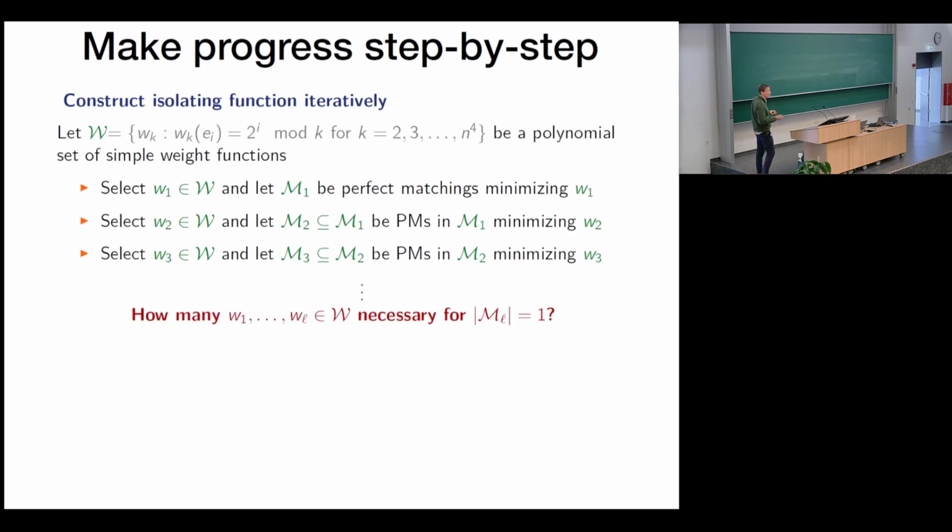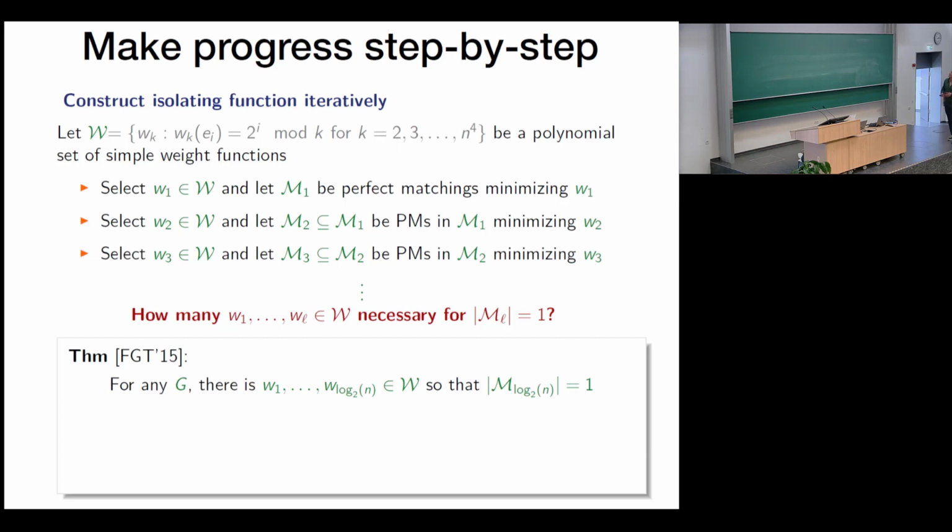So the question is, how many weight functions are necessary? We would like to say that there's only one weight function that would be necessary. And what they proved is that you need at most log n weight functions. And that's why it's quasi-polynomial. So this log n shows up in the bound. If you could prove that there's a constant number of such weight functions, you would have de-randomized, but they proved that you need to select log n.